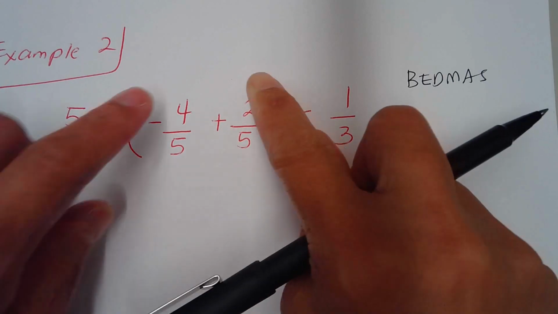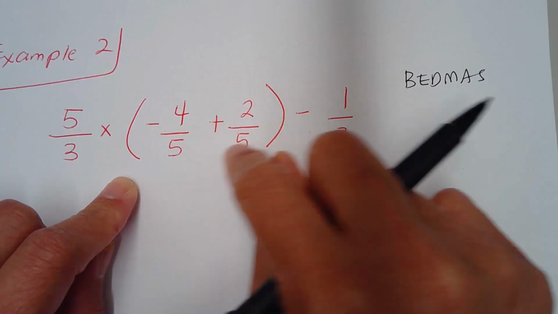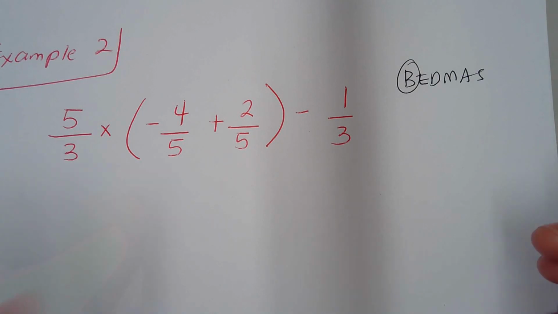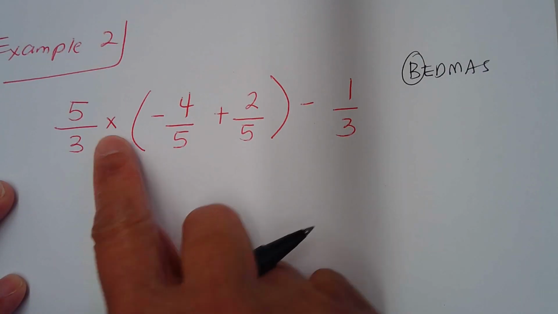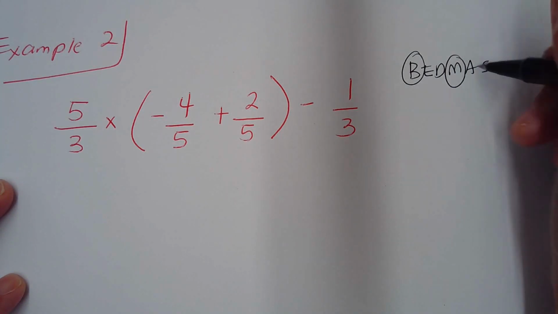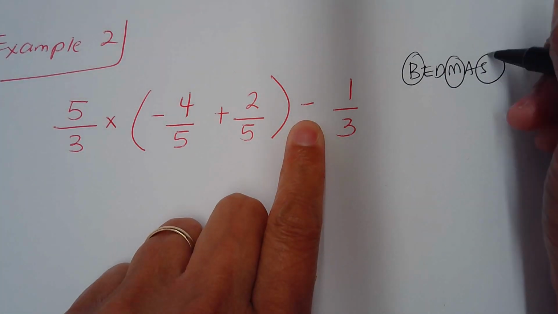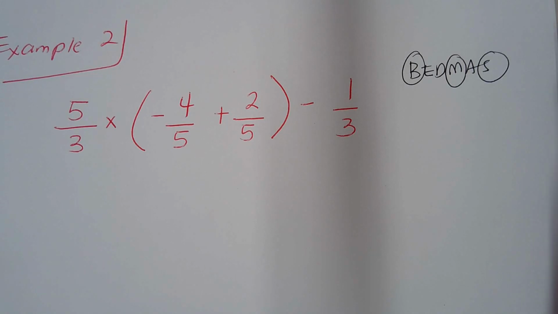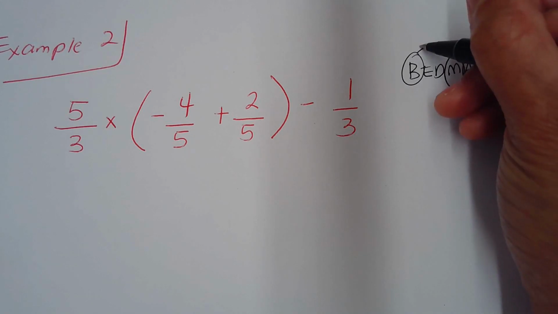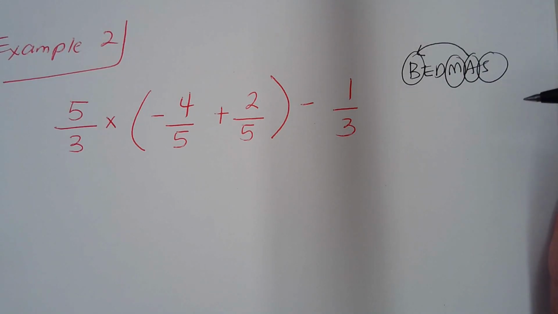Okay, there are brackets there, and inside the brackets there is an operation. What else? Multiplication, right there. Good. What else? Subtraction, right there. Anything else? Addition, which is really inside the bracket, so that one will have to be done first.